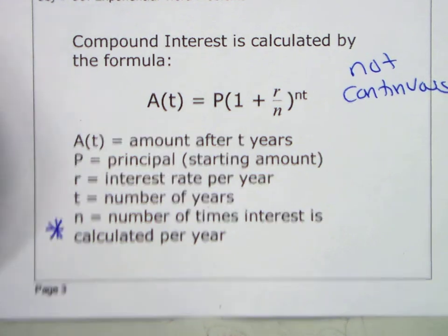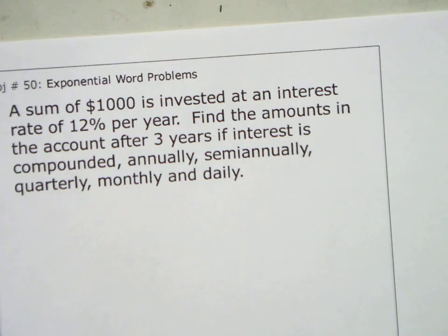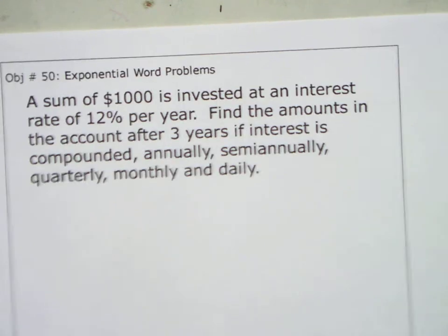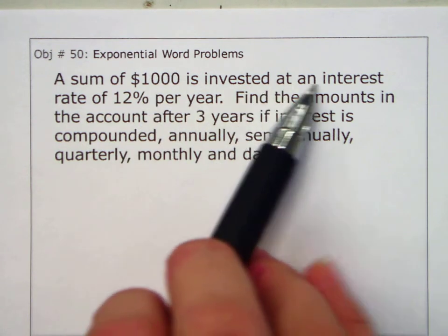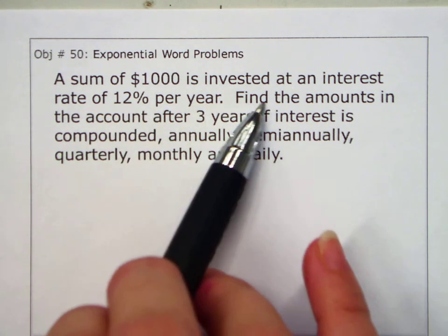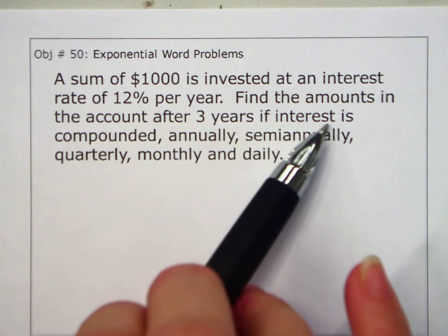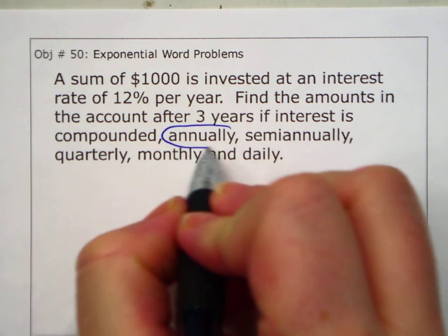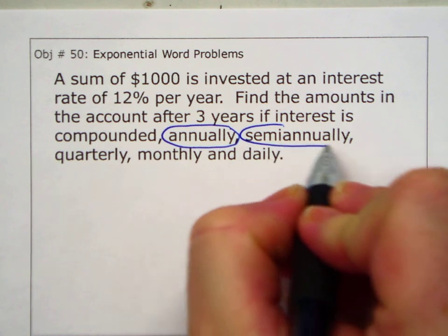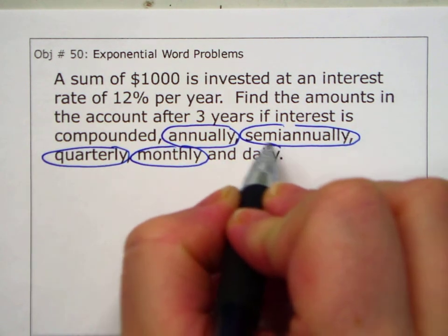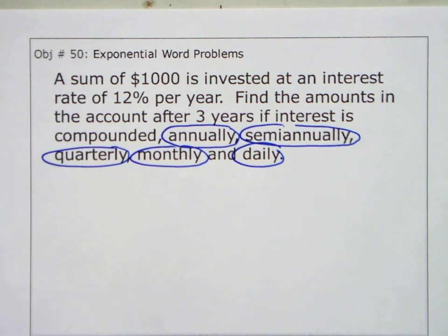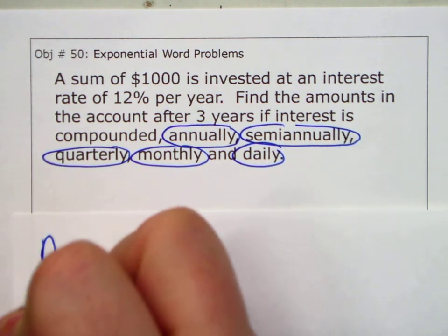All right, so now here's the same problem, but we're going to see what happens when it's calculated differently. A sum of $1,000 is invested at an interest rate of 12%. Find the amount in the account after 3 years if interest is compounded annually, semi-annually, quarterly, monthly, and daily. So it's five different problems that we're going to do. We're going to do annually to start.